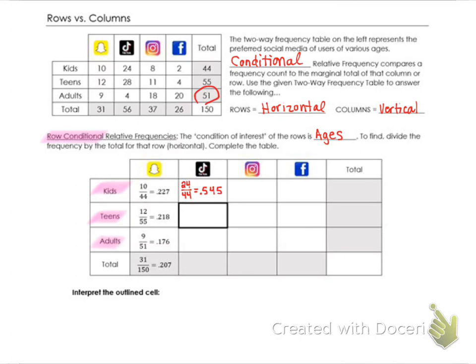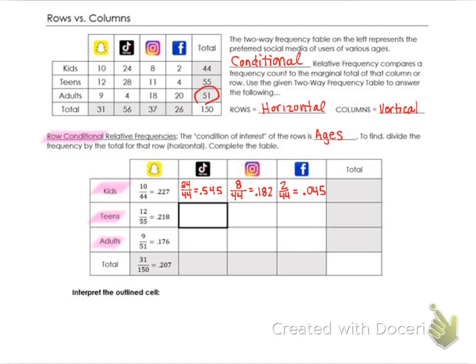Okay, and then let's just stay with kids here. So again, we're going to have 44 total students, or kids. And how many of them liked Instagram? Only 8. So maybe they're a little young to use Instagram. I don't know. If you divide that in the calculator, you get 0.182. Moving on to Facebook, only 2 out of 44 kids liked Facebook, which is 0.045, which is only 4.5%, so not very many.